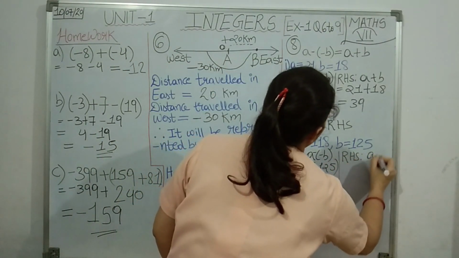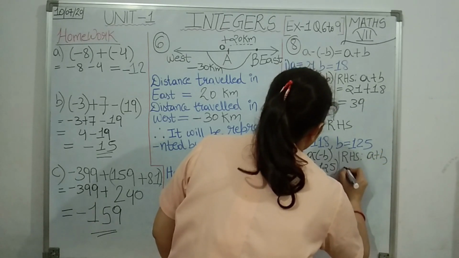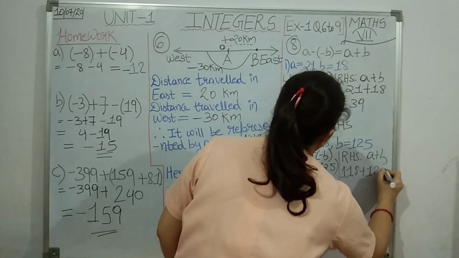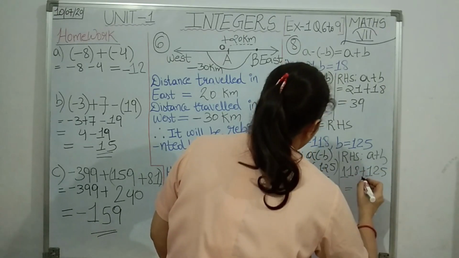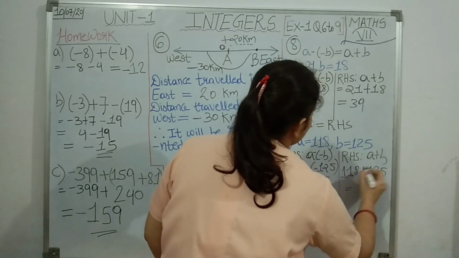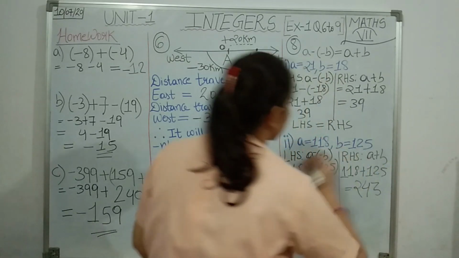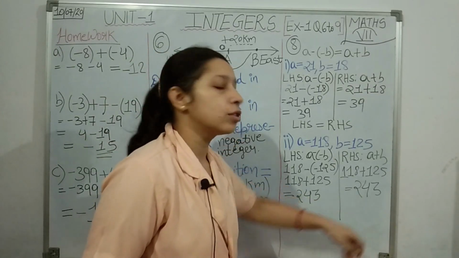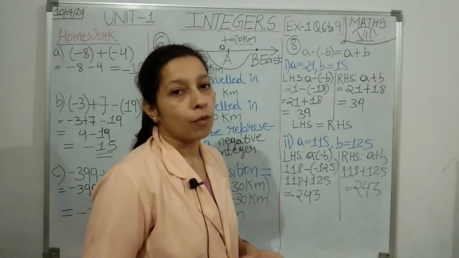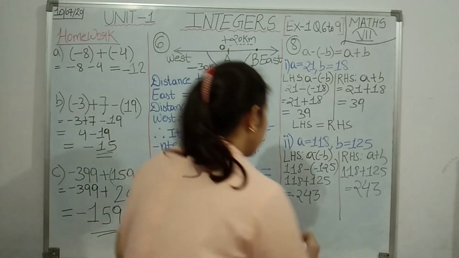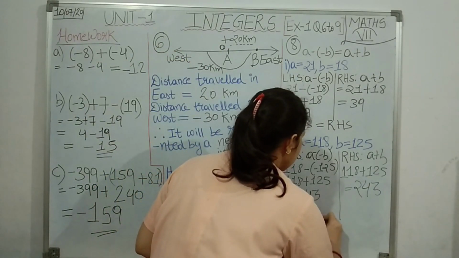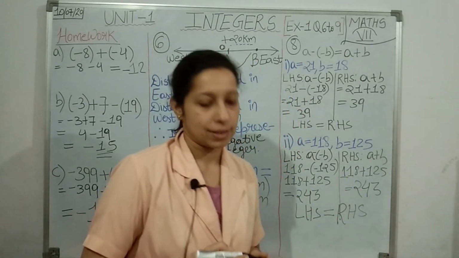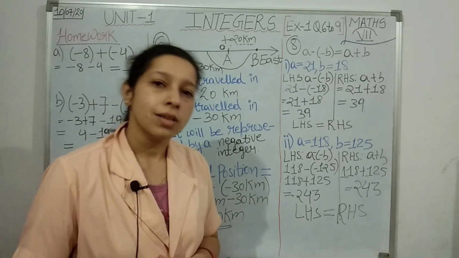Okay, now let's see this for RHS side also. RHS is simply given A plus B. So add 118 plus 125. Again 8 plus 5, 9, 10, 11, 12, 13. 2 plus 1, 3, 3 plus 1, 4, 1 plus 1, 2. So 243 for LHS and for RHS also 243. So what we understood? We understood that here also the equation is satisfied, it is verified because LHS is equal to RHS. I hope this answer is clear to you.